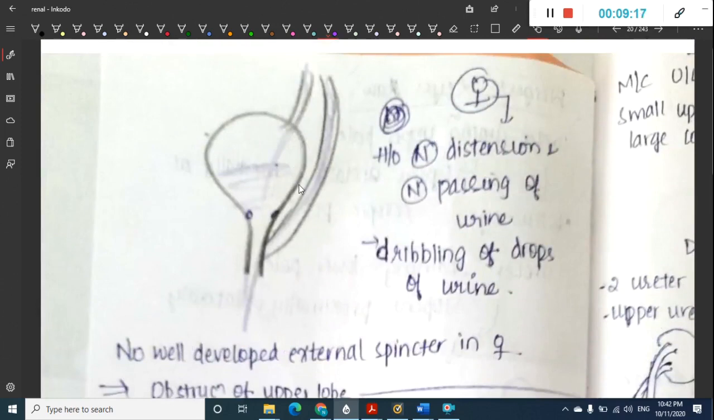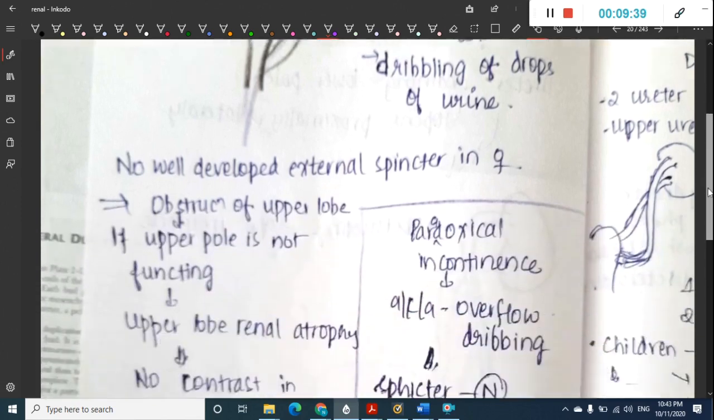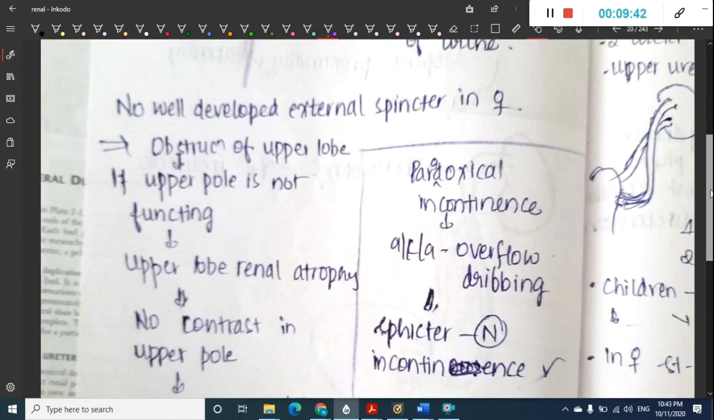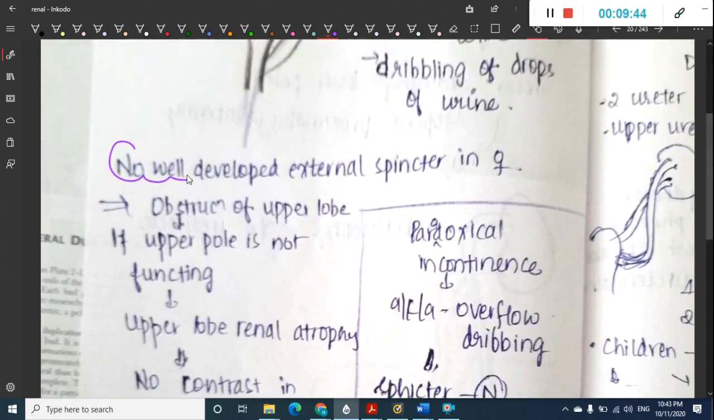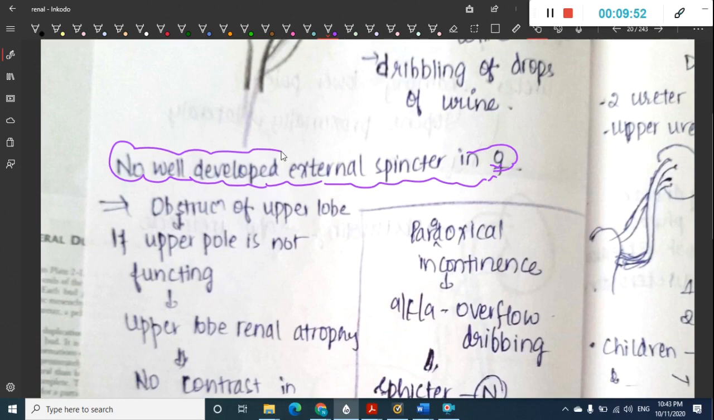In females, there will be a history of normal passing of urine, and along with that there will be dribbling of urine. It's not that she cannot pass urine properly. Here the female can actually pass urine properly, and along with that there is a history of dribbling of urine. In these patients there is no well developed external urethral sphincter.